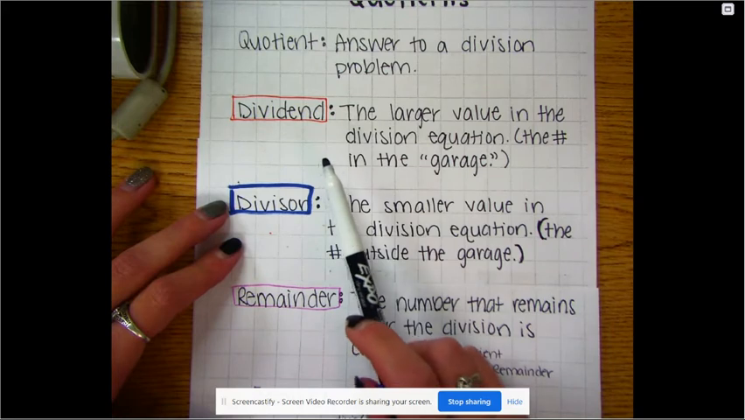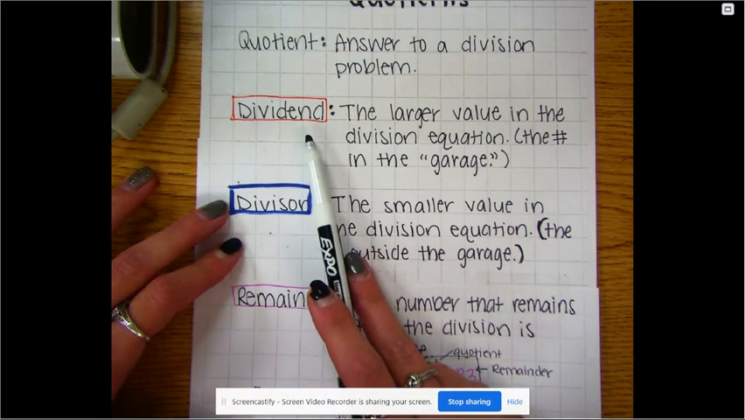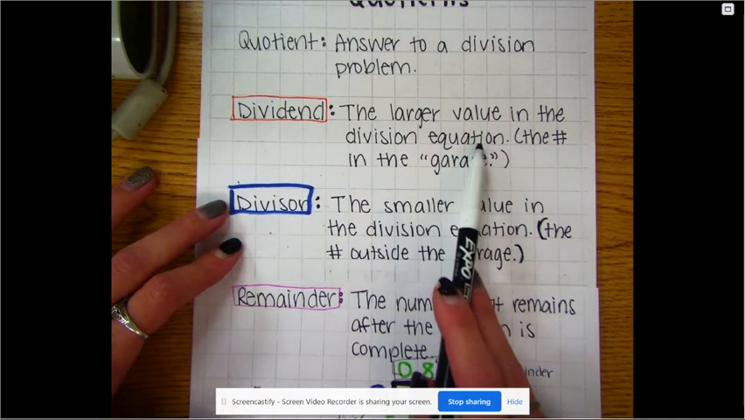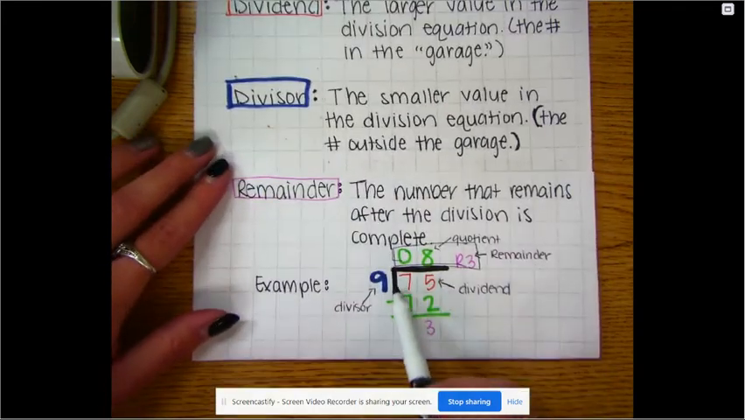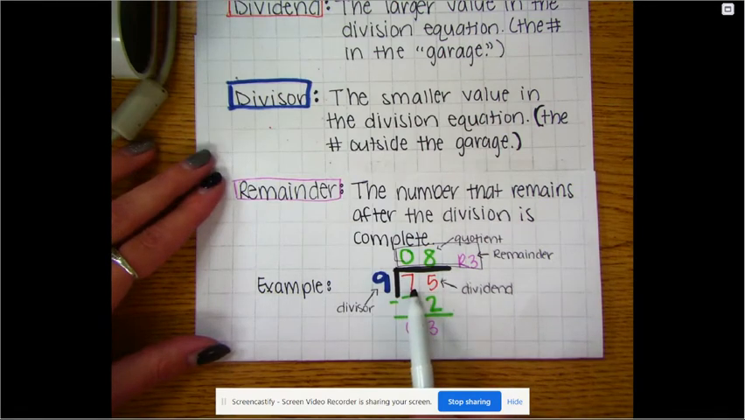The next vocabulary word we're going to talk about is a dividend. A dividend is the larger value in the division equation. So it's the number in the garage, is what I like to call it. So we have our garage, and underneath it is the larger value. 75 is a greater value than 9. So 75 is our dividend.